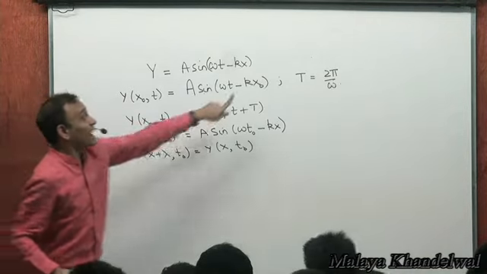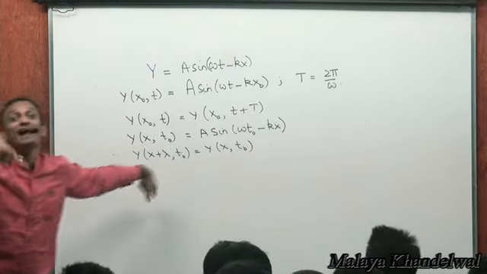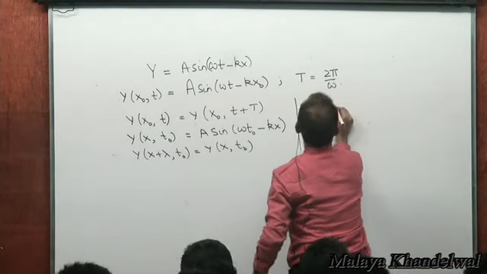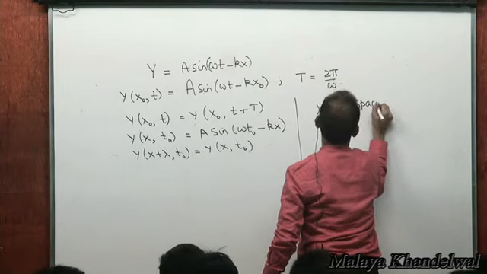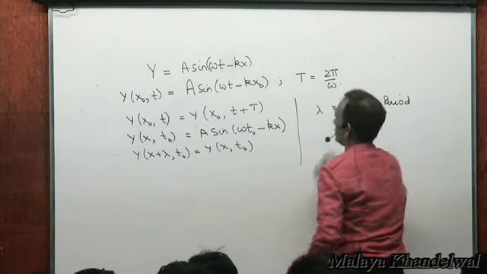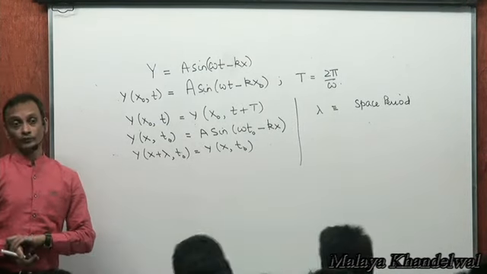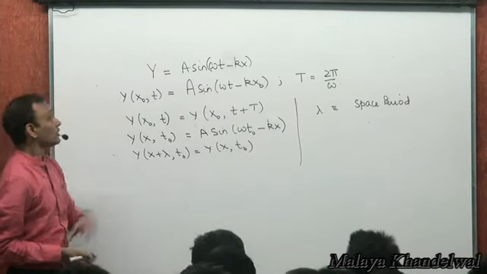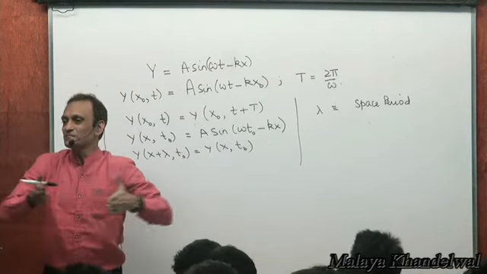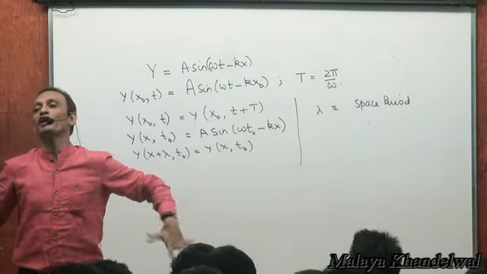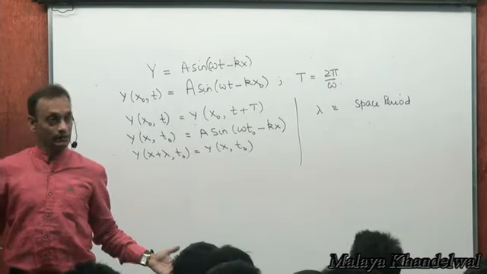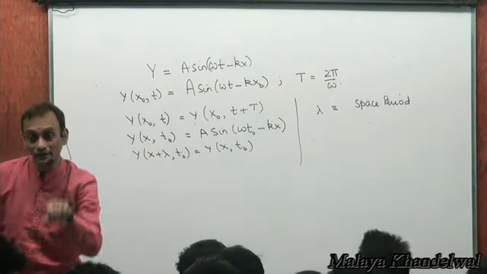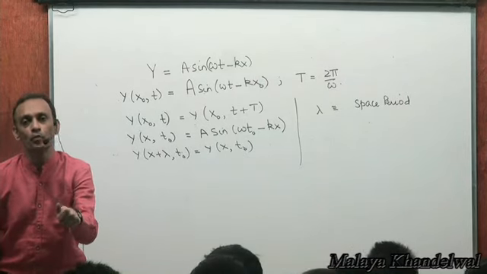So this capital T is called the time period of the wave. This lambda is called the space period of the wave. Lambda, the wavelength, could be looked upon as the space period. Capital T is the time period. Lambda is the space period. Every time you move a distance lambda, you will find the motion replicated in all possible ways. That's why it is the space period. Capital T is the time period because every capital T seconds later, if you are observing a given particle, you will find it to be in an identical state of motion. Yes or no?